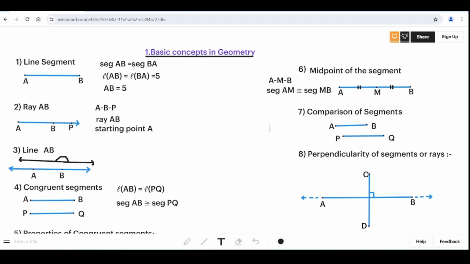And how can it be stated? It can be stated as the length of AB is smaller than the length of PQ. Right? Then this is called the comparison. We do the comparison by the length of the segments. Now if this is 2 centimeters and this is 5 centimeters, then we can say the length of PQ is greater than the length of AB. This is called the comparison.